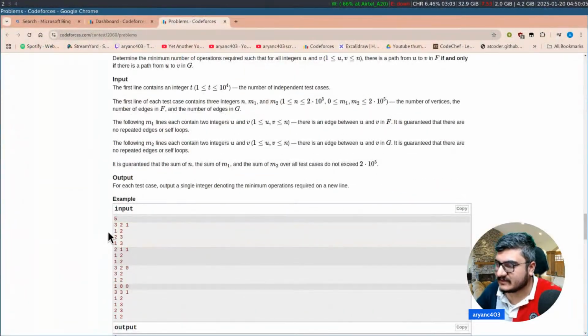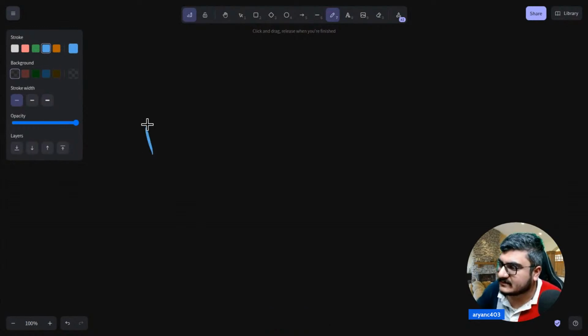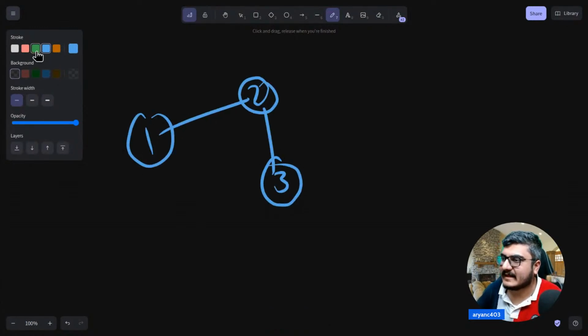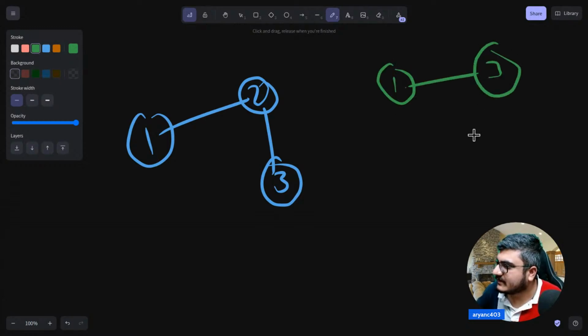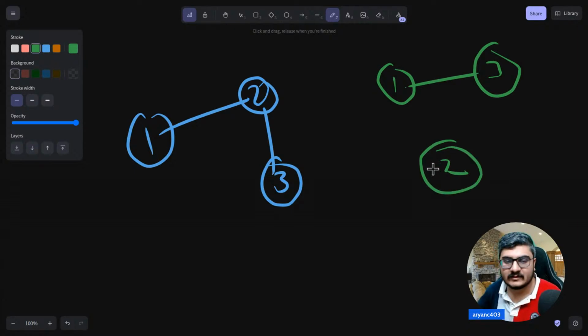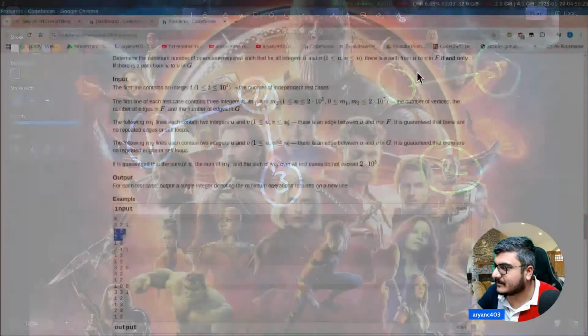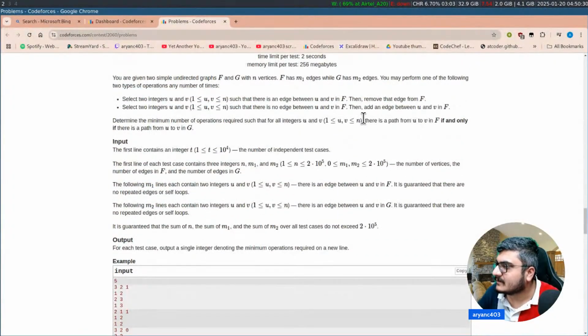We have multiple graphs here. Let's take this example 1, 2. This is the first graph. This is how F looks. And then we have another graph, 1, 3, and 2 like this. So our idea is, this is the important part. It says there is a path from u to v in F if and only if there is a path from u to v in G.